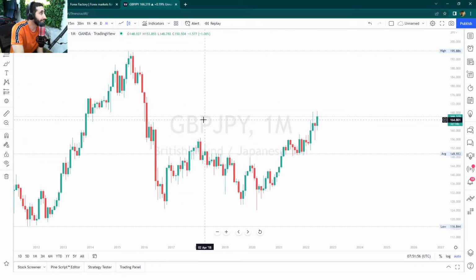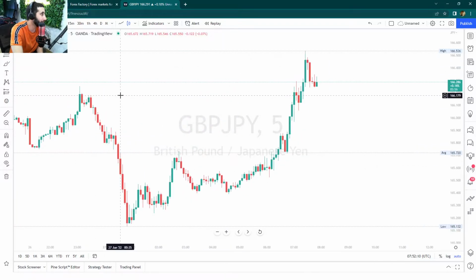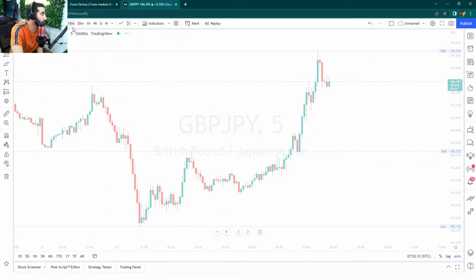But the first thing, when you want to trade, is to always go to the biggest time frame in the market. You don't want to start looking at the pair, which is today British pound Japanese yen, from the 5-minute or 1-minute chart.